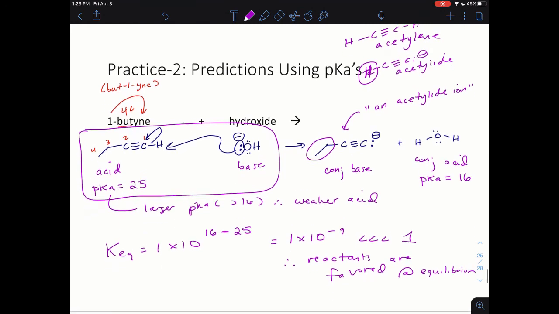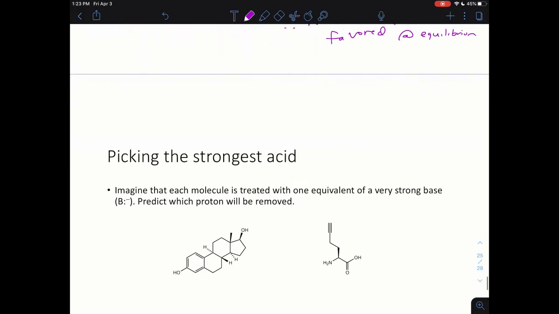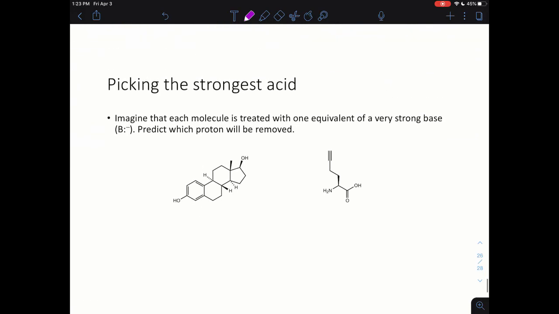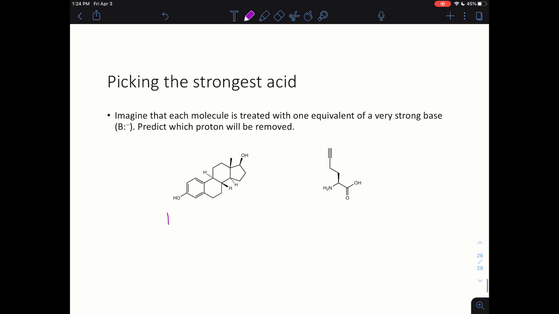This has been a long video. I know we are almost done. We're going to revisit these two molecules that we thought about a few slides ago. And we want to imagine that each of them is treated with one equivalent of a very strong base, which we're going to call B-. We can just imagine that this base is strong enough to deprotonate the most acidic proton for each molecule. So you should predict which proton will be removed.